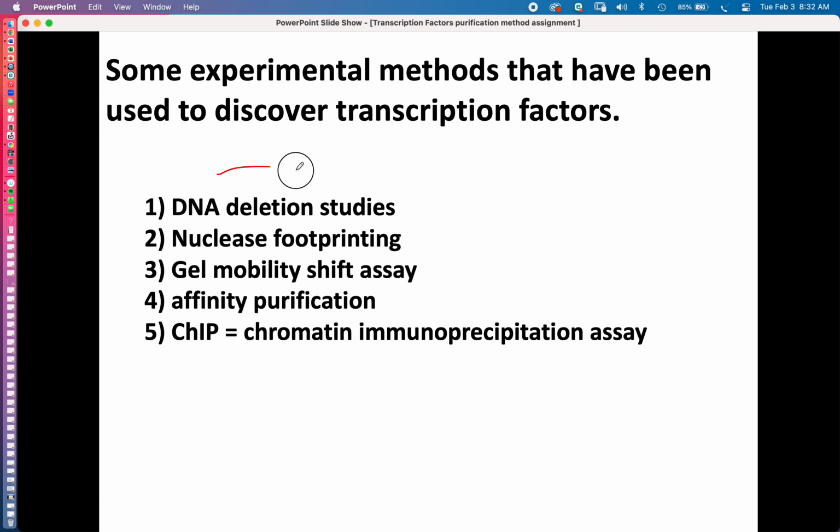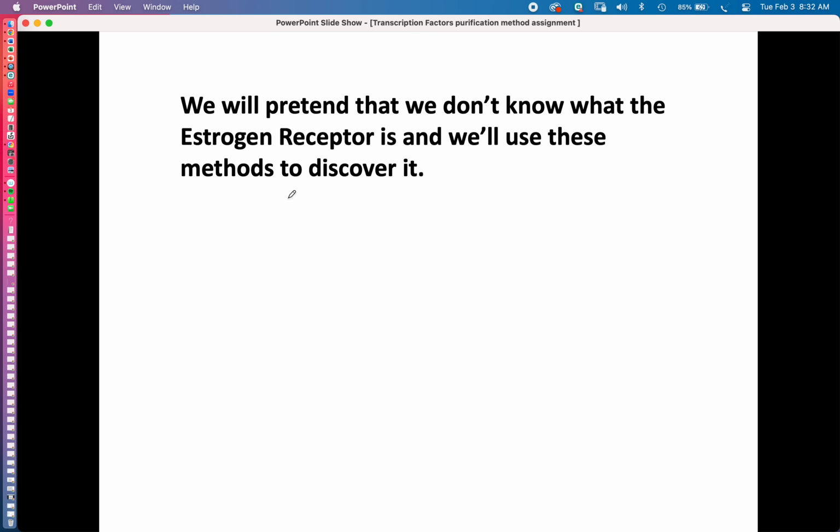And so we're going to go through these one at a time. The first one is DNA deletion studies. What we're going to do is pretend we don't know about the estrogen receptor. The estrogen receptor activates many target genes at the time that female vertebrates start sexual maturation, or puberty in humans, right? So a bunch of genes get turned on. So that's what we're studying, these genes.